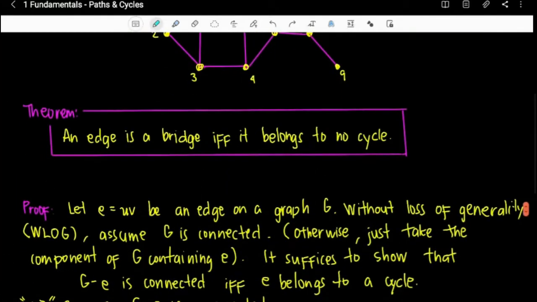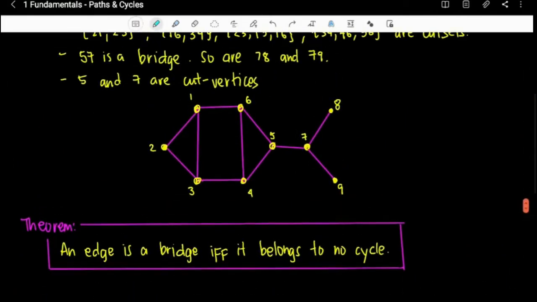An edge is a bridge if and only if it belongs to no cycle. So, this is a very strong theorem. Lahat ng edge na walang cycle is a bridge. So in our example, as I mentioned a while ago, these three are bridges: 5, 7, 8, 9, tsaka 7, 7, 8, tsaka 7, 9. Those three are bridges because those three are the edges that does not belong to a cycle. Observe that any of the edges here are not bridges kasi lahat sila contained in a cycle.